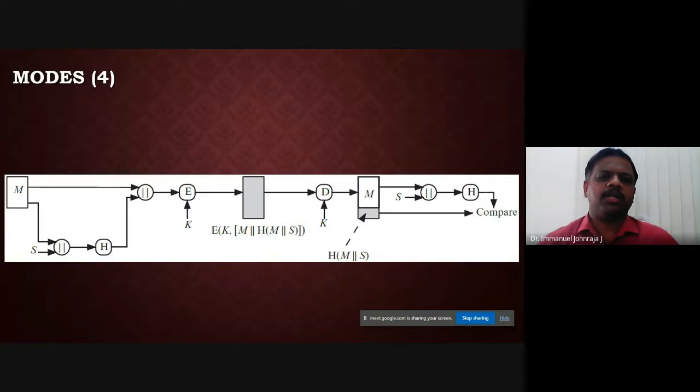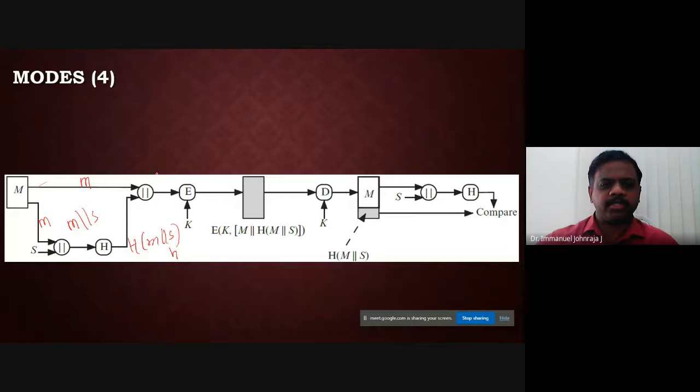Moving to the fourth one, probably a little more secure than what we have spoken. Probably the combination of the second and the third modes. Very simple to understand. So you got your original message going here. Original message is coming here. The first step, you append S with that. You apply H of M appended with S to produce the hash value.